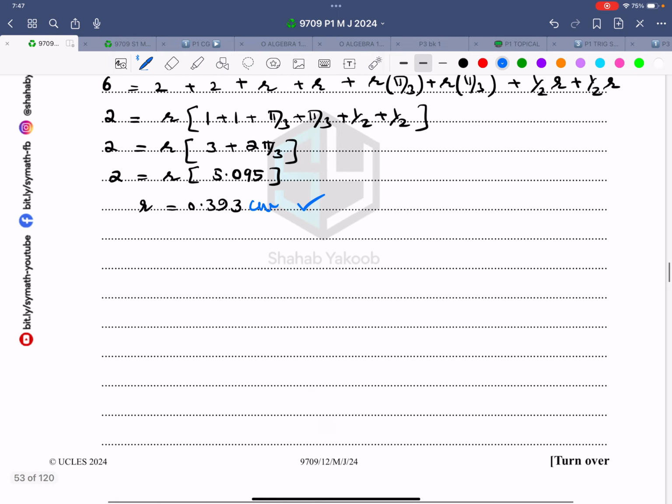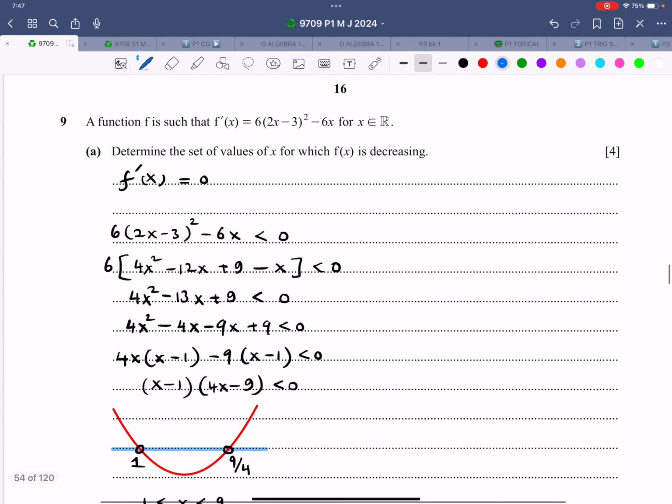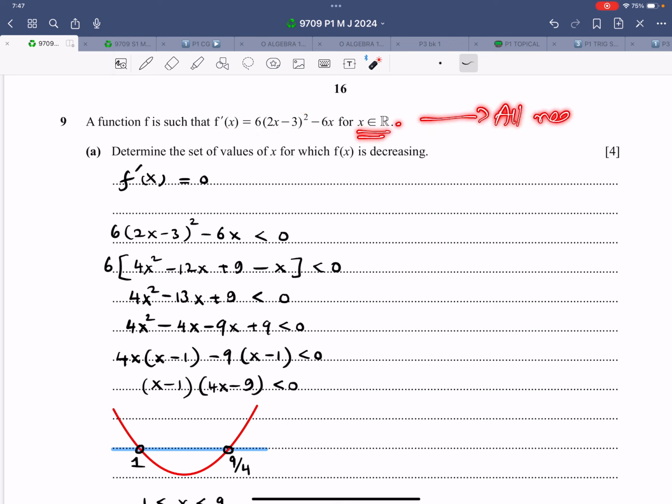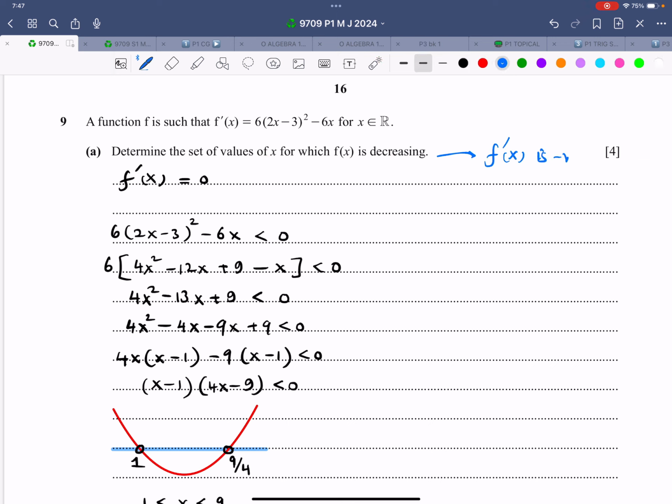So a lovely question that I've seen over here. Question number 9. Now it says a function f is such that f prime x is equal to 6 bracket x square minus 6x. x is an element of real numbers. It means all real values of x. Be very careful with the notation. Now it says determine the set of values of x for which f x is decreasing. f x is decreasing. It means f prime x is negative. Negative means less than 0.